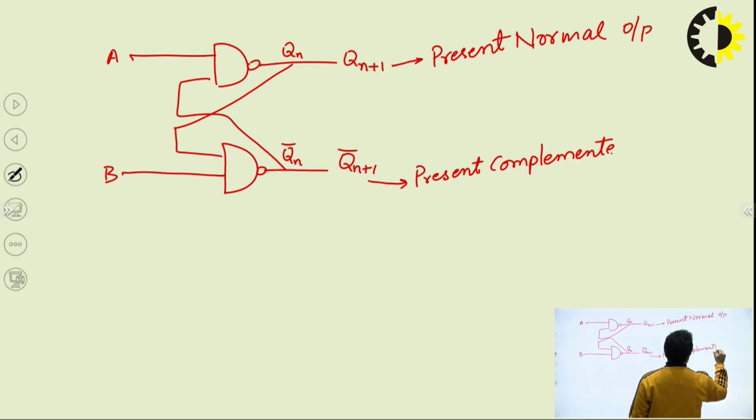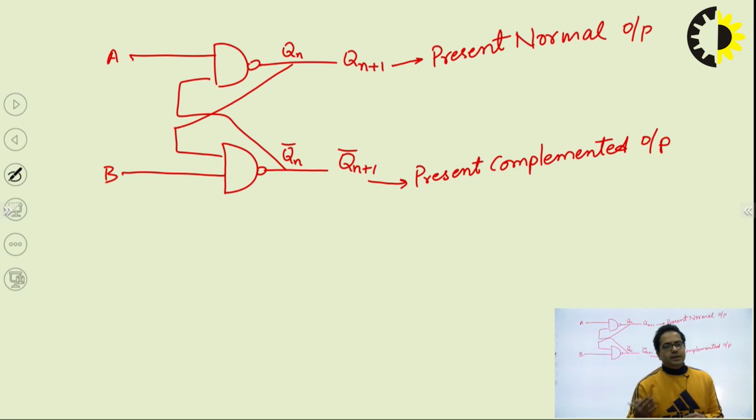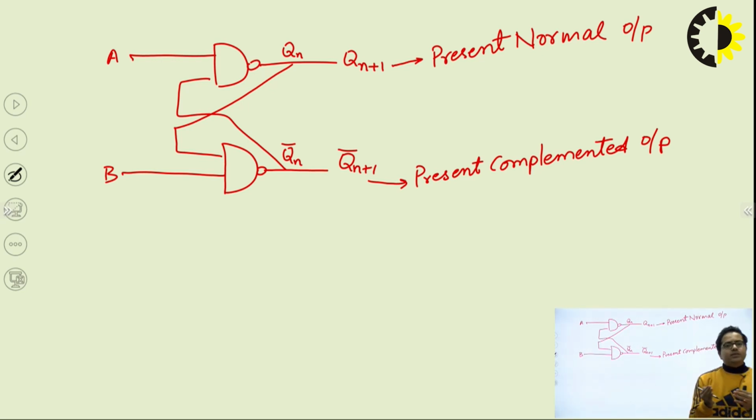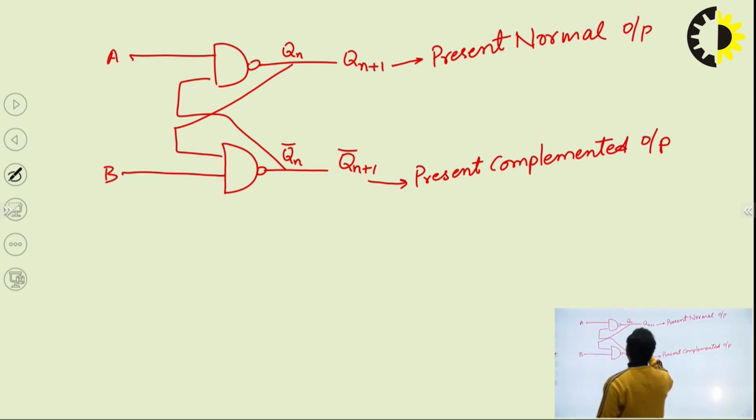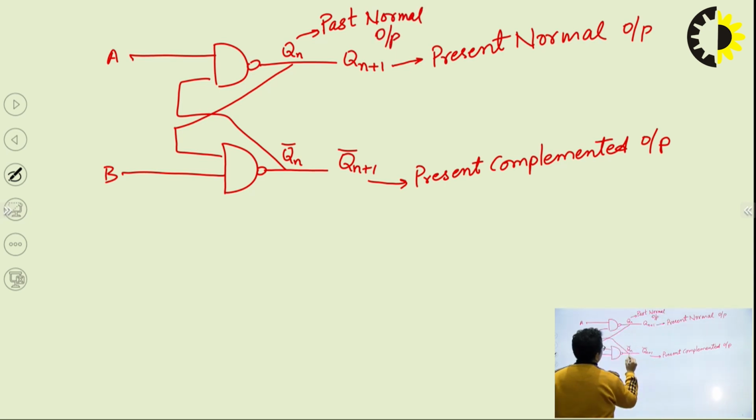Now we have another term, which is Qn. If I consider Qn plus 1 as my present normal output, then definitely its past will be Qn. So it is your past normal output. Similarly, this Qn complement is called the past complemented output.